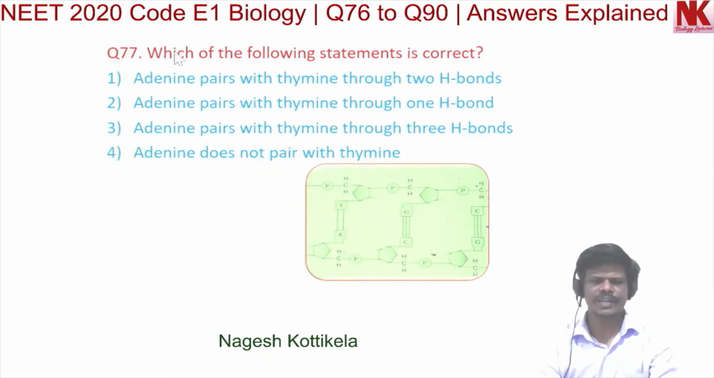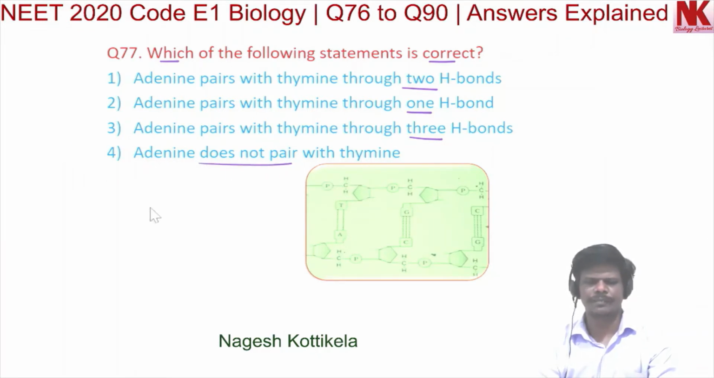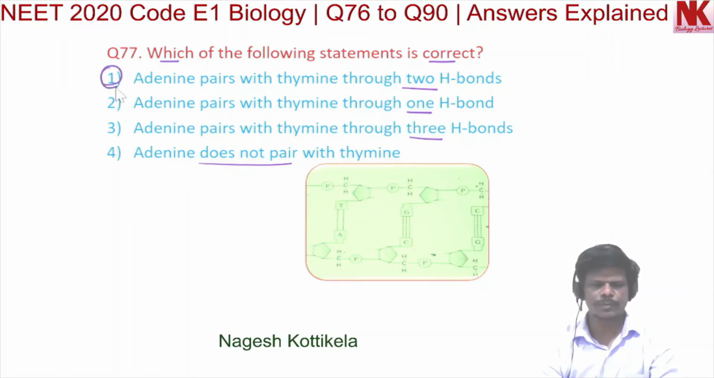Question number 77. Which of the following statements is correct? First option: adenine pairs with thymine through 2 hydrogen bonds. Second option: adenine pairs with thymine through 1 hydrogen bond. Third option: adenine pairs with thymine through 3 hydrogen bonds. And the fourth option: adenine does not pair with thymine. Among the given options, the first option is the most appropriate option.